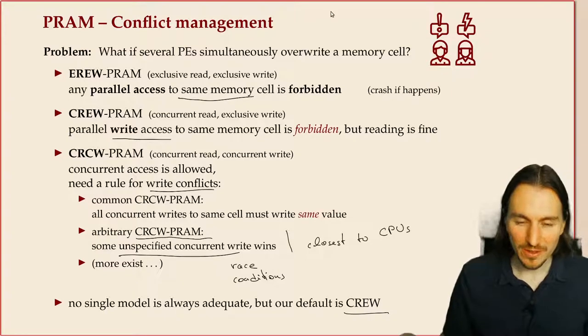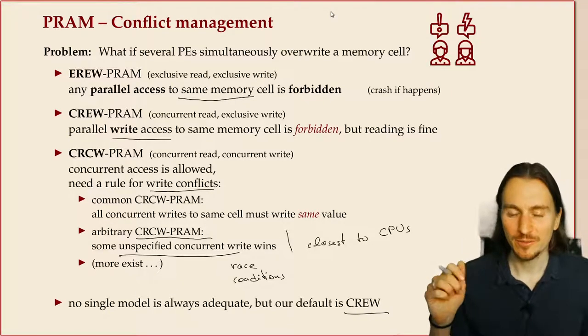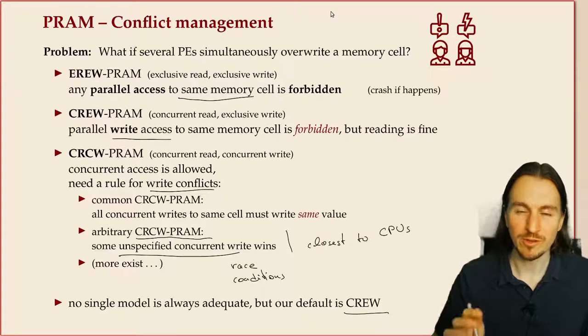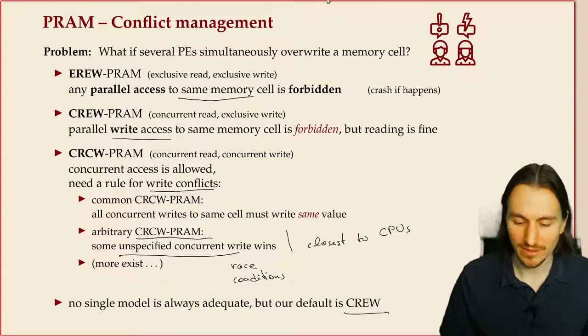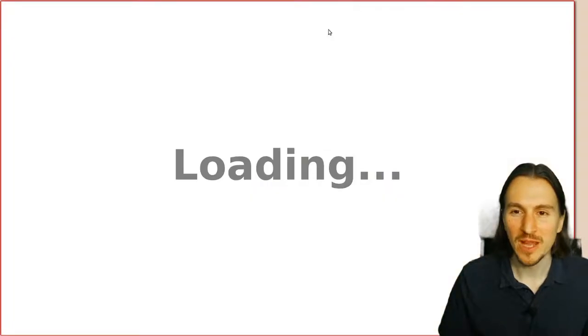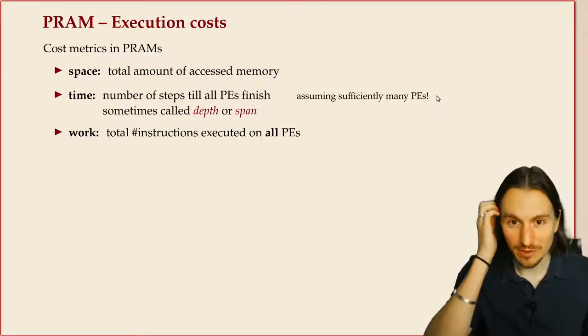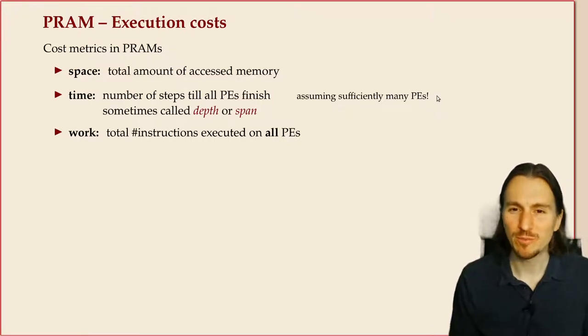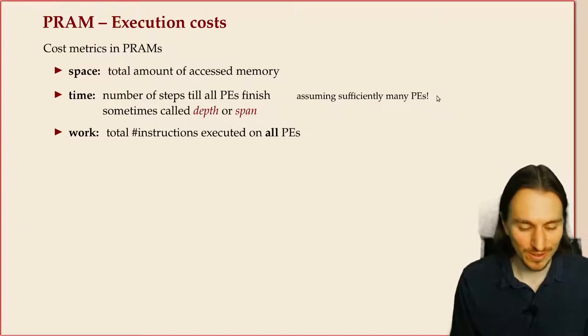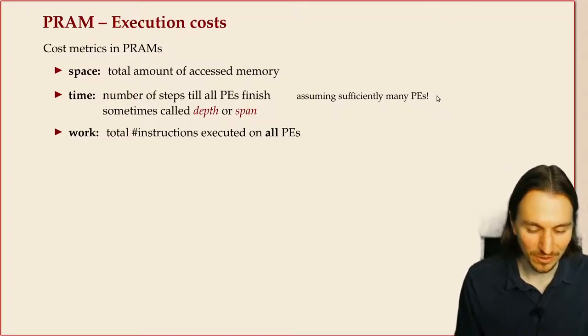So we defined how the machine works. We defined what a PRAM is and how programs can execute, at least on a high level of abstraction. What's missing is the execution cost of such a program. And this used to be very simple. We said in the RAM that the running time is just the number of steps that we execute. Now in the PRAM, this is a bit more complicated because we have these parallel executions. So we have to be a little more concrete, a bit more detailed.